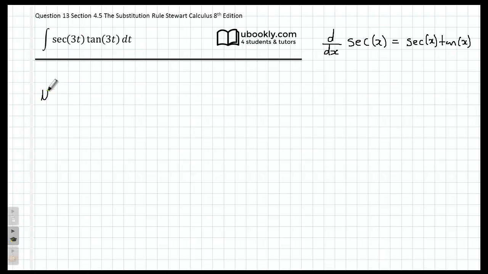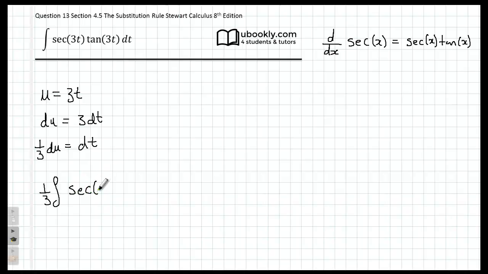So I'll let my u be 3t, du would be 3 dt, and therefore I'll get a third du equals dt, because I only want dt, I don't want a 3 dt. Now I can set up an integral. I'll leave the third outside, and I'll get secant of u tan of u du.